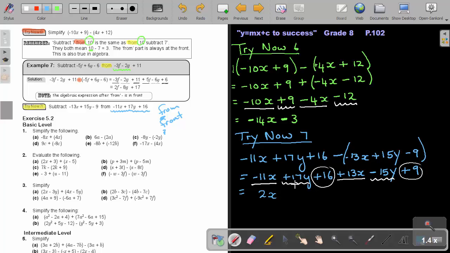Then let's look at this one, 17y minus 15, that's easy. I subtract, and the big one is positive, so it's 2y. And then 16 plus 9, both positive, so I add up, and that will be equal to 25. And that is my final answer, which has 3 terms.